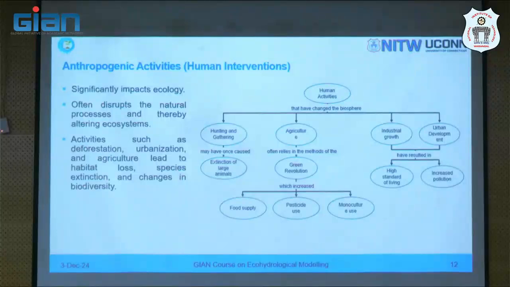So here is an example of human activities that may affect what happens in the ecosystem. In the beginning, hunting and gathering may have resulted in some of the species going extinct, and there have been many, many species that have gone extinct. It's happening even now that lots of species are becoming totally extinct because of human activities.